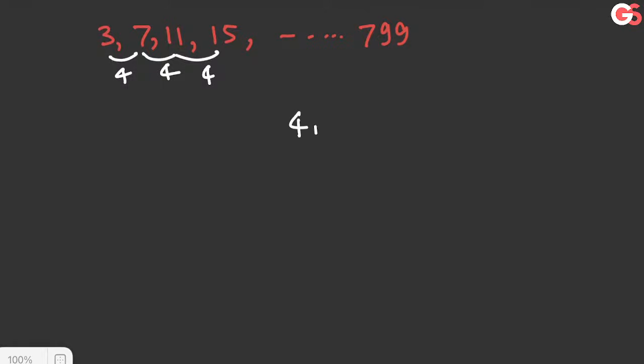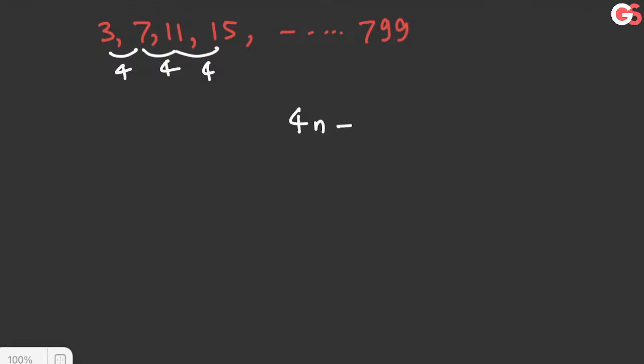So let's write 4n, and because it is 1 less, 4n minus 1 must be equal to 799, and we got the answer. n is 100. There are 100 terms. All of us understand that pretty well. Not an issue. Cool.